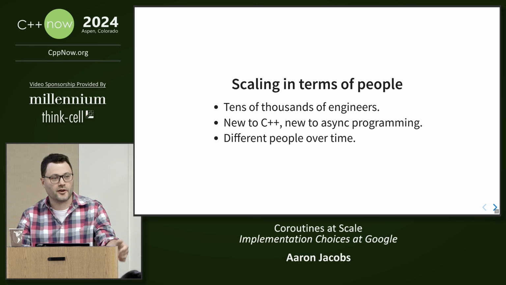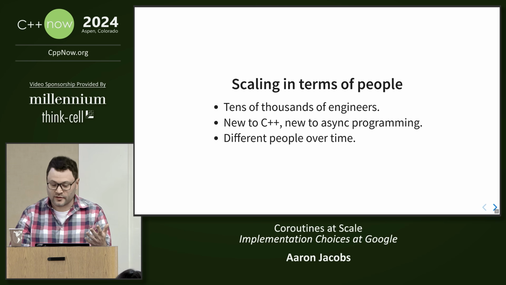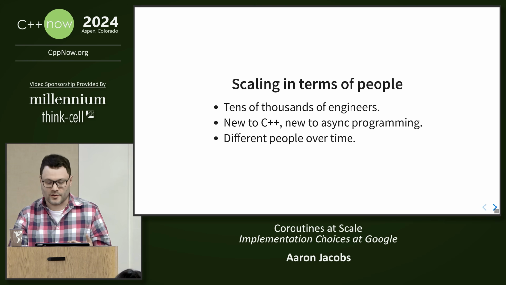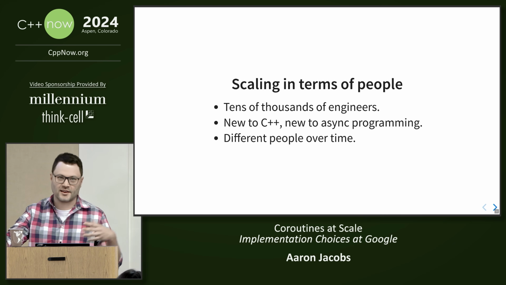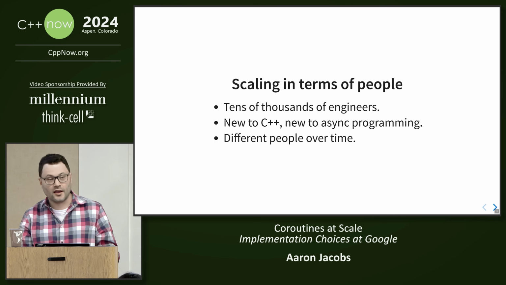And those engineers have various backgrounds. Probably a lot of them will even be new to async programming. And the set of engineers looking at a particular piece of code changes over time as people come and go, and they're maintaining it, they're creating it, they're trying to delete it. So you can't count on any sort of stable expertise.